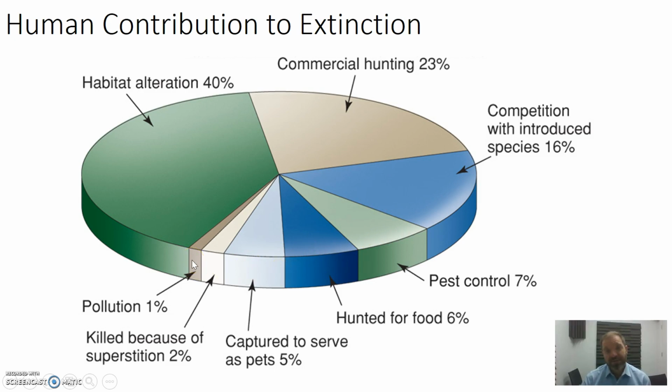And pollution, even though it's only down at 1%, that's direct pollution in terms of animals being poisoned by pollutants. But again, when we look at habitat alteration and change to the climate, pollution is a major contributor to that.